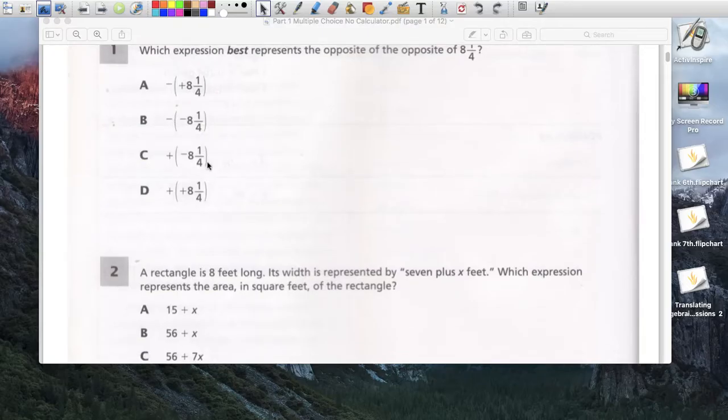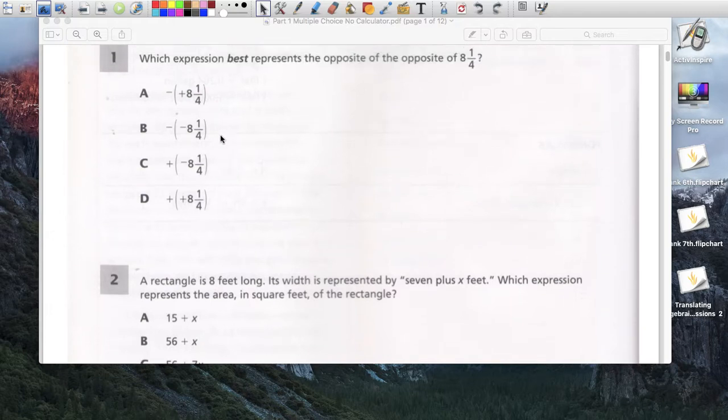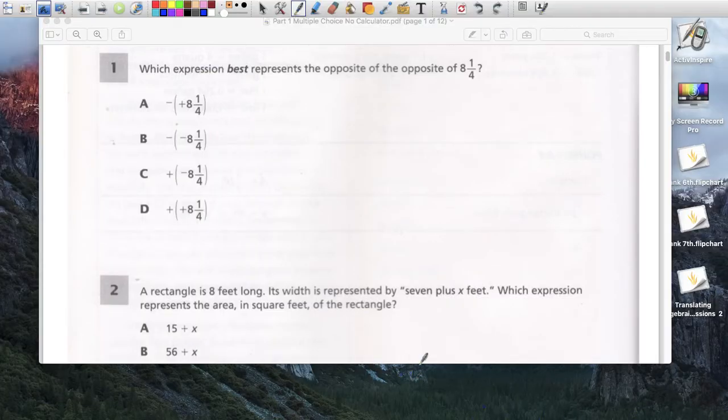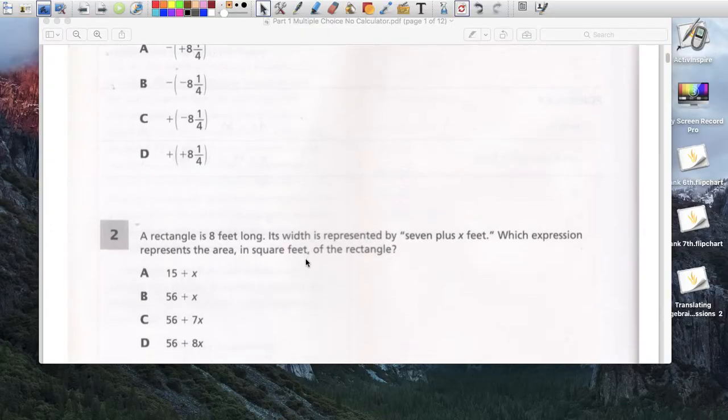So I'm going to skip number one. I'll talk about it tomorrow, sorry, Monday. But the answer to number one is A. I posted the answers on the class website as well, so you can check that. Okay, but let me do the other ones.